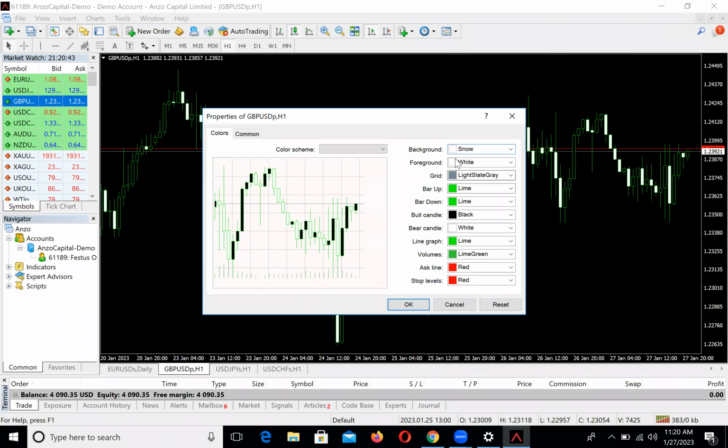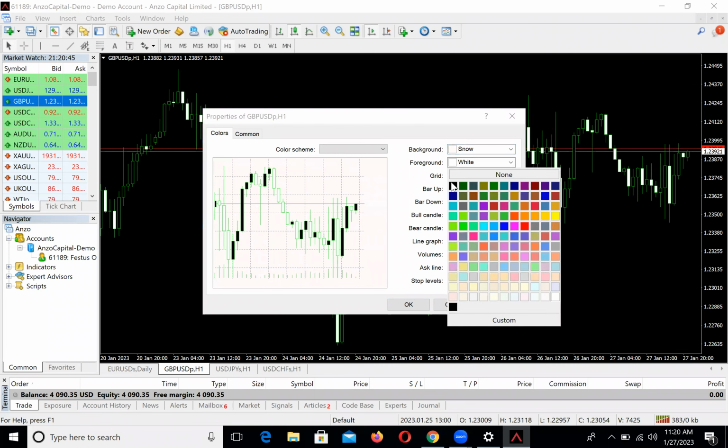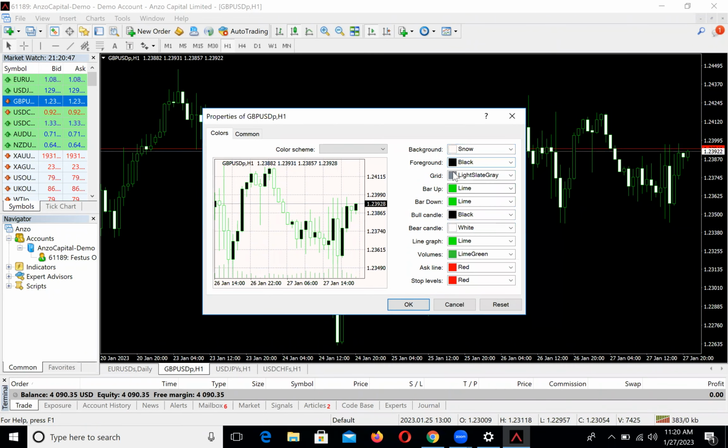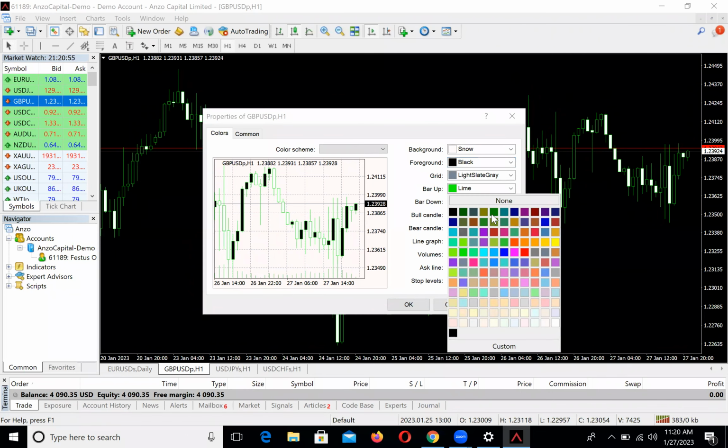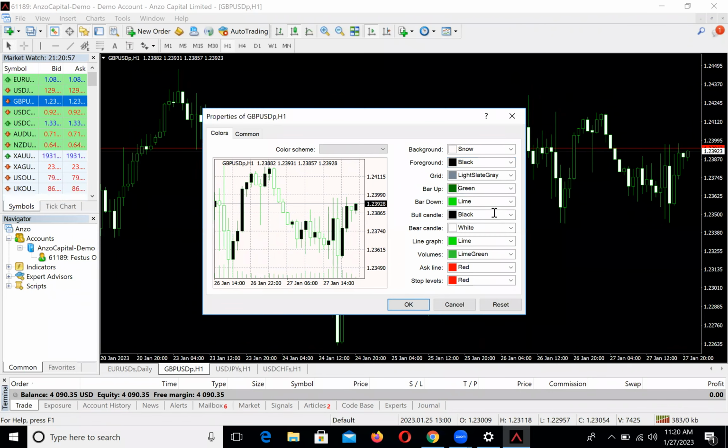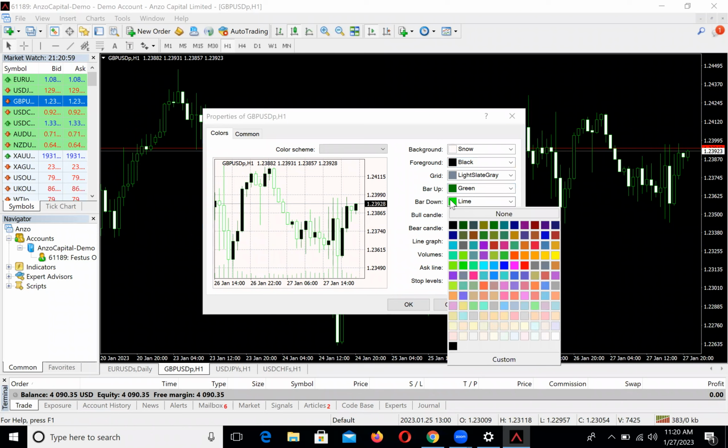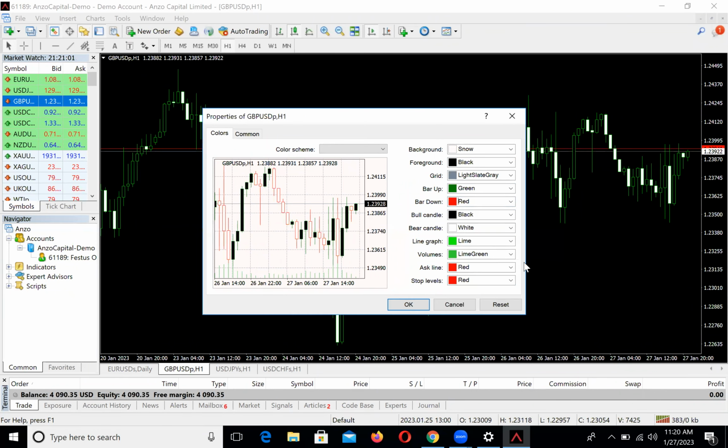All right, let's use snow. Then the foreground, I like that to be black, right? Then the grid, we'll leave the grid color, because we already moved the grid, we don't need the grid anymore. So my back up, I like that to be green. Then back down, I like that to be red, so that my chart will be very clear.